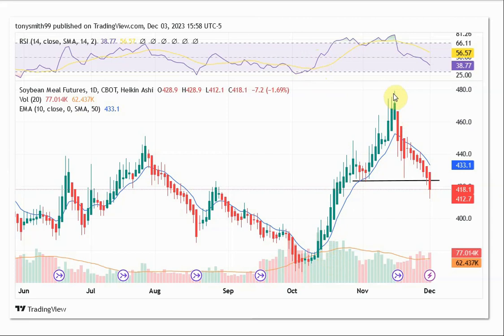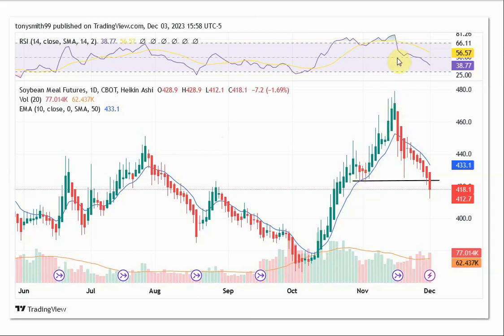Now, you would not have gotten out at the top, or at least it's unlikely that you would have. Of course, if you did, you probably would have had 100 points, and there's $100 per point. That's $10,000 per contract in profit. Okay, again, unlikely that you would have sold out at the top. Nobody buys at the bottom and sells at the top, unfortunately.